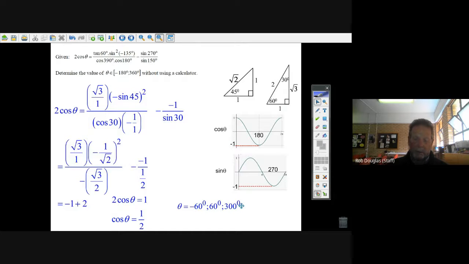There's 3 solutions that will equal a half. Minus 60, 60, and 300. You could try it on a calculator and see that it's true. But I can tell that it's true because I worked out 60 degrees. I know minus 60 gives me the same answer in the fourth quadrant, and all the way around to 300 degrees gives me exactly the same answer because the reference is 60 there.